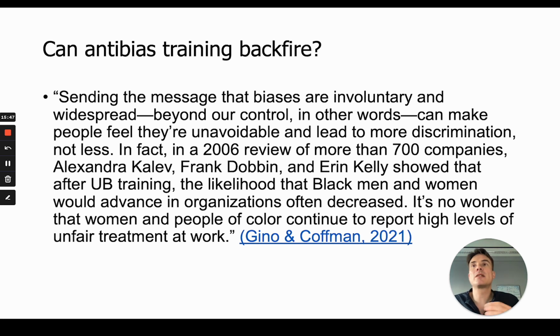Right, and so Francesca, Gino, and Kaufman write further: in fact, in a 2006 review of more than 700 companies, Alexandra Kalev, Frank Dobbin, and Aaron Kelly showed that after UB training, so unconscious bias training, the likelihood that black men and women would advance in an organization often decreased. It is no wonder that women and people of color continue to report higher levels of unfair treatment at work.